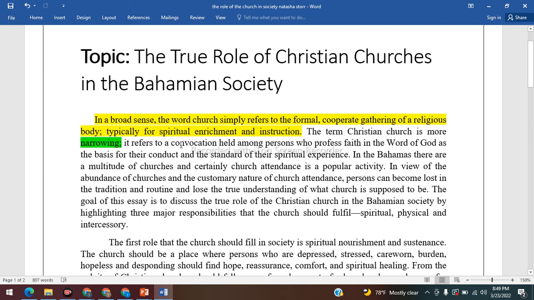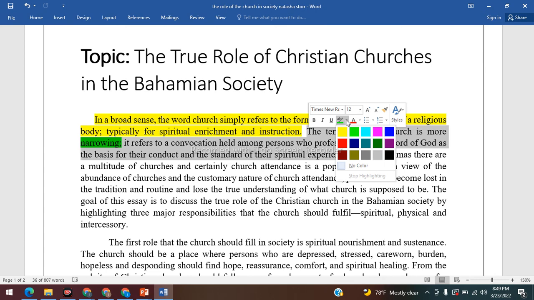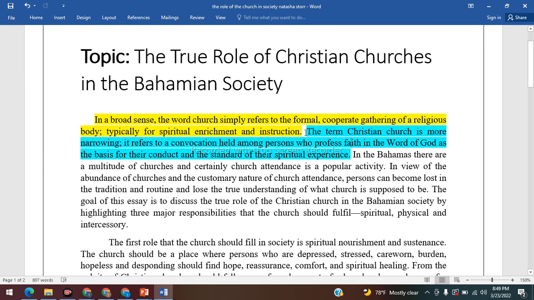It refers to a convocation held among persons who profess faith in the Word of God as the basis for their conduct and the standard of their spiritual experience. Look at this sentence. It's epic. It's just meant to be there. I first define what church is in a broad sense, and then I come down and define narrowly what the Christian church is, because I am going to use that word over and over in my essay, so I need to tell them what I mean by that.